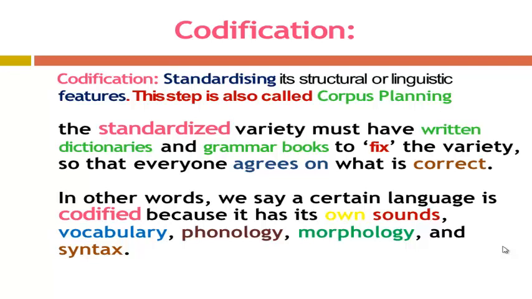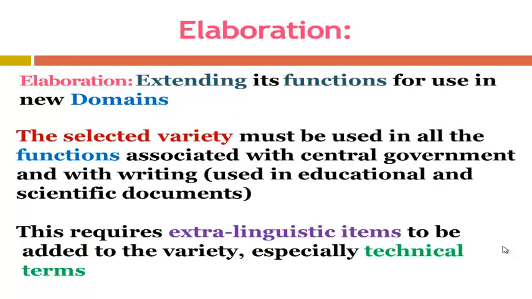Moving quickly to the third stage, elaboration. Elaboration is the third stage of the standardization or planning process. Elaboration means extending its functions for use in new domains. The selected variety must be used in all the functions or domains associated with central government and with writing used in educational and scientific documents. This requires extra linguistic items to be added to the variety, especially technical terms.